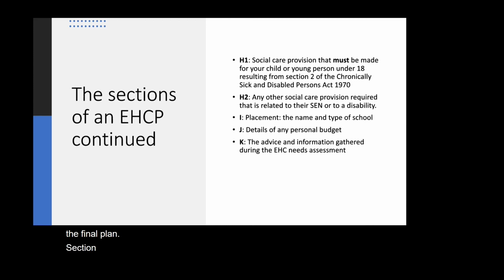Section J contains details of any personal budget for education, health or social care. And Section K will be the appendices, which are all the reports that have been relied upon in creating the EHCP.